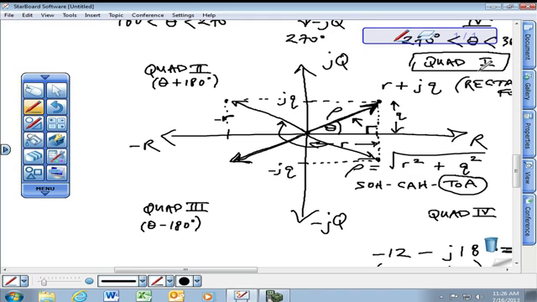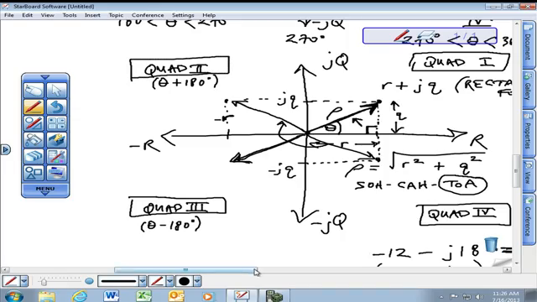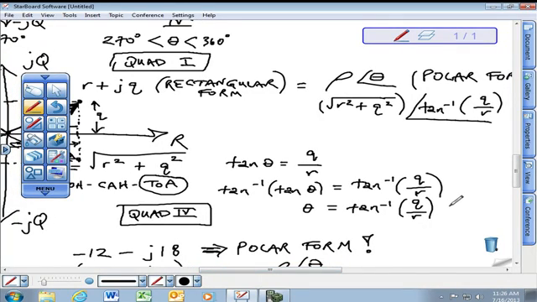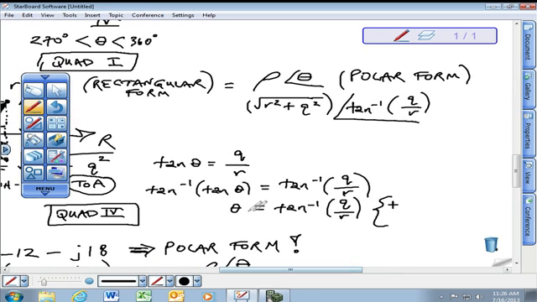Notice no correction factors for quadrant 1 or for quadrant 4, right? Only for quadrant 3 and for quadrant 2. So I'm going to go ahead and just note that over here. So here we have theta equals the inverse tan of q divided by r, plus 180 if we're in quadrant 2, and minus 180 if we're in which quadrant? Quadrant 3. Very good. Yep.